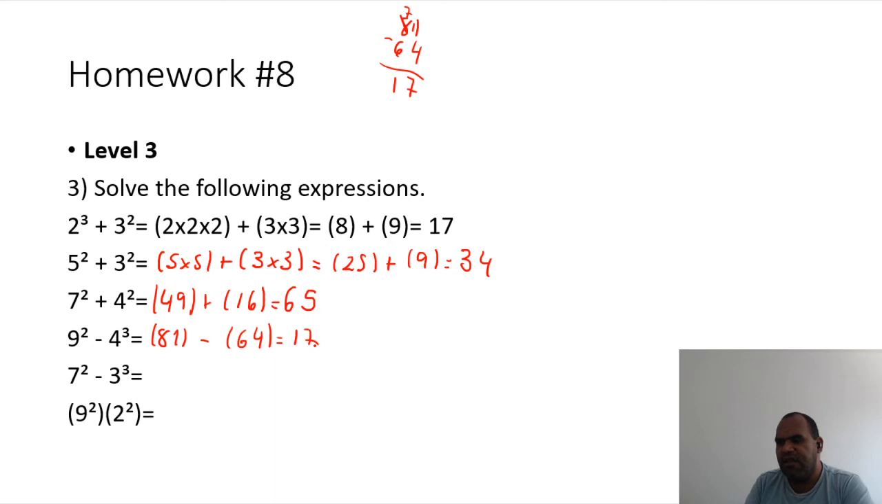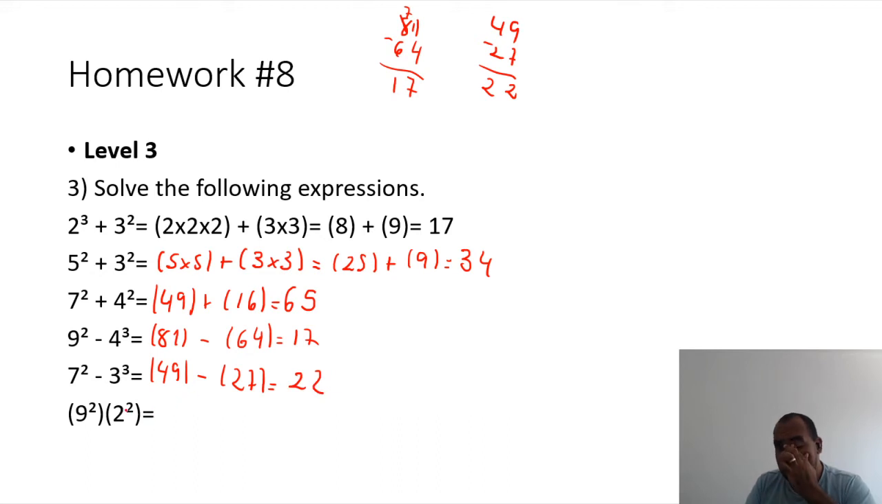17. Okay? 7 squared, 49. Minus 3 cubed, I know it's 27. 49 minus 27. 9 minus 7 is 2. 4 minus 2 is 2. 22.